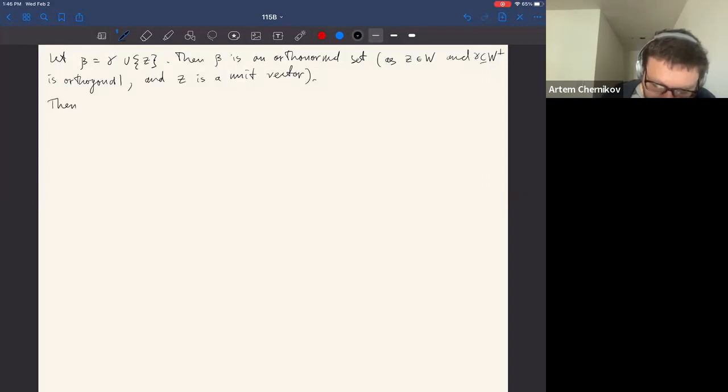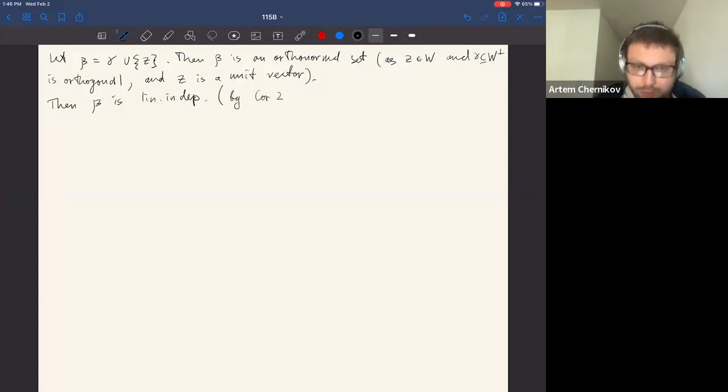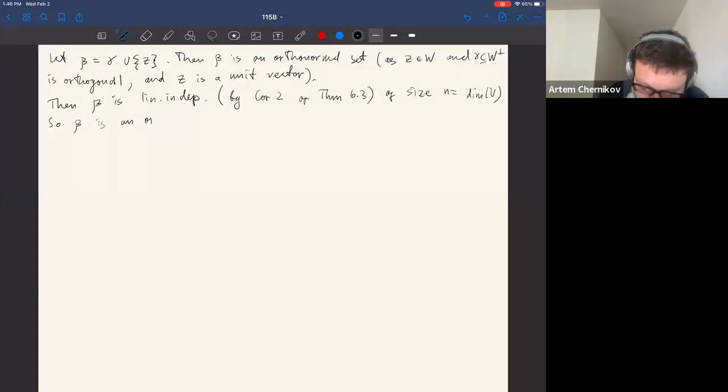But we know that then beta is also linearly independent, right? Because remember, orthogonality implies linear independence. This was corollary 2 of theorem 6.3. Okay. So beta is linearly independent and is of size n, equal to the dimension of V. So the conclusion is that beta is an orthonormal basis for V.